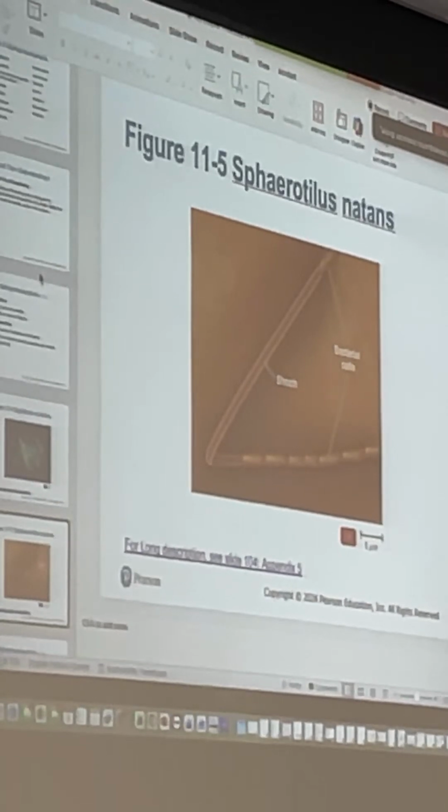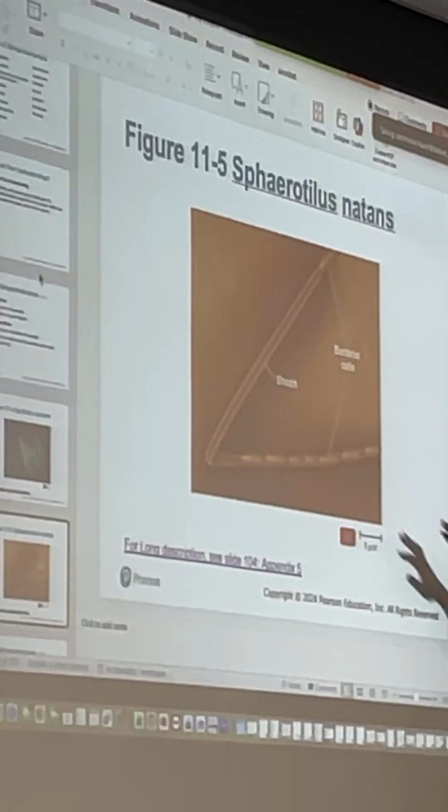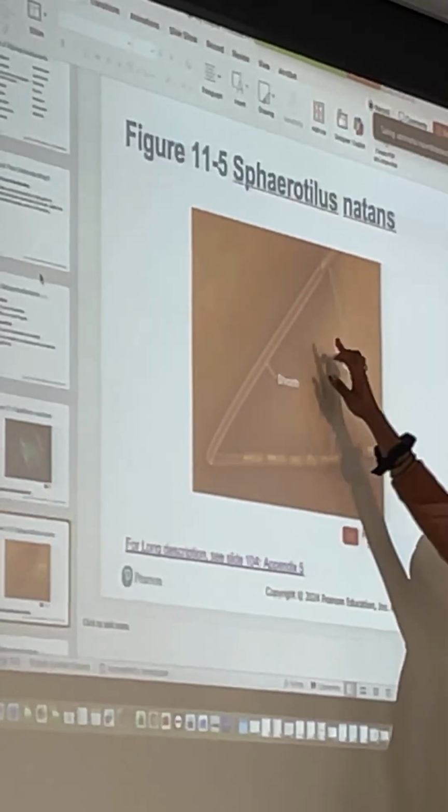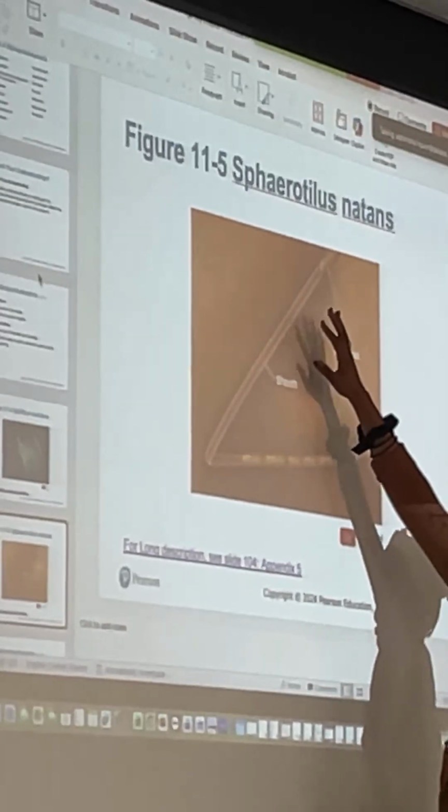Alright, so the Spirillum natans, you see that you have the bacterial cells, and there can be a covering surrounding those bacterial cells, so that way it can absorb or take in more nutrients as it needs to do so. Alright?